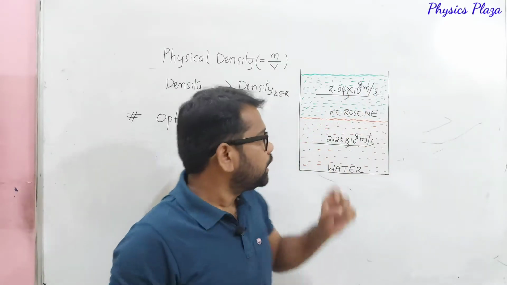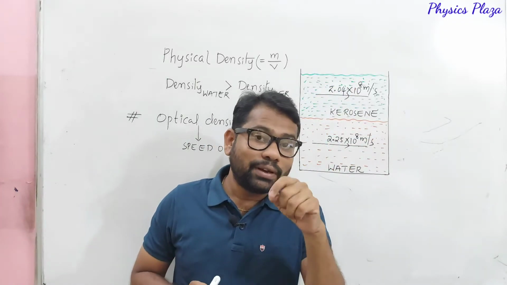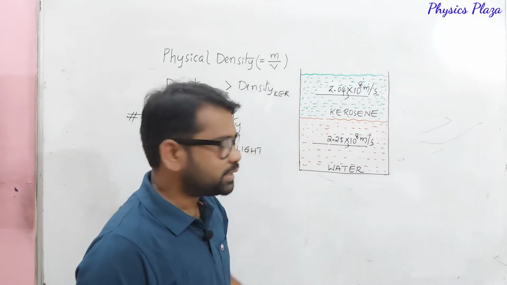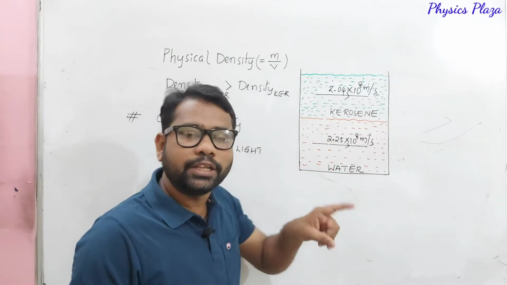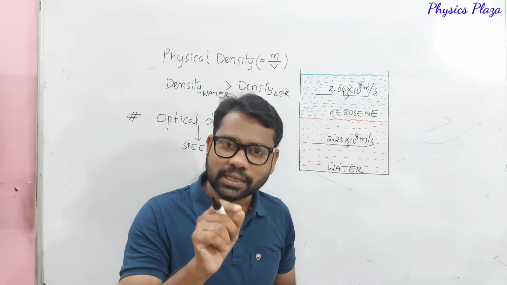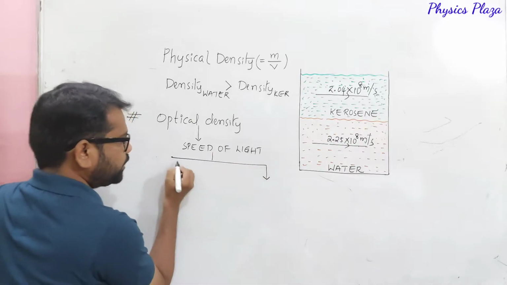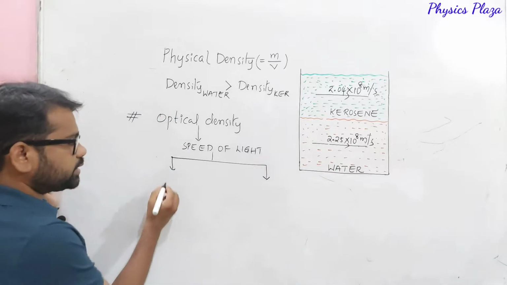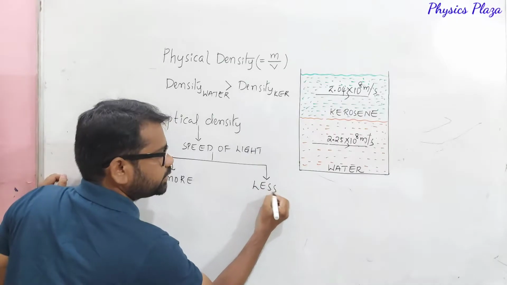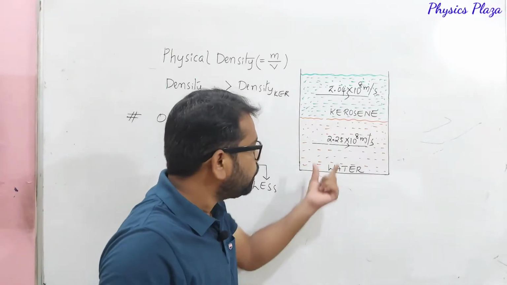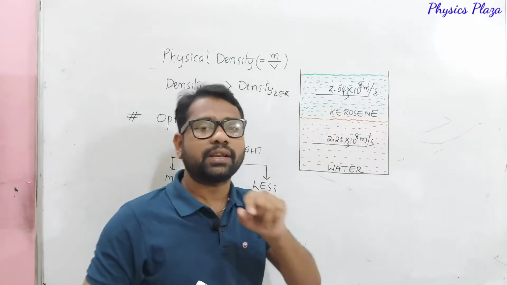Now you tell me, in these two mediums, water and kerosene, through which medium is light traveling faster? Of course, everyone can say it is water. Whereas in kerosene, when compared with water, the speed of light is less. So optical density means speed of light in two mediums. If in one medium it is high and in another medium it is less, children, here water is said to be the rarer medium, whereas kerosene is said to be the denser medium.